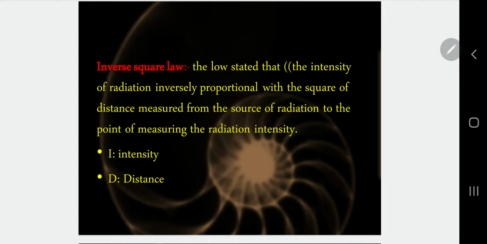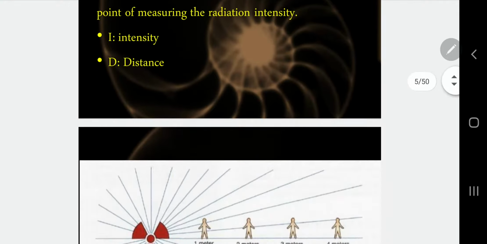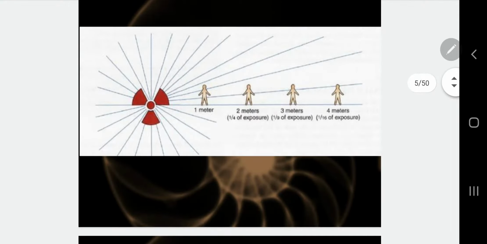Inverse square law. The law states that the intensity of radiation is inversely proportional to the square of distance measured from the source of radiation to the point of measuring the radiation intensity. As we see in this figure, the intensity decreases with the square of distance.